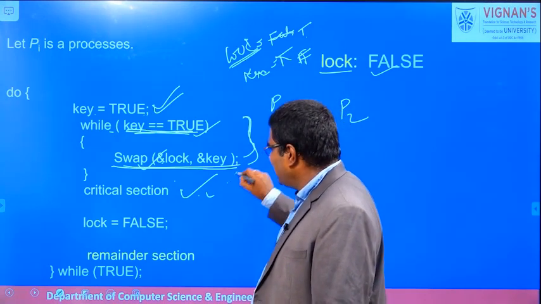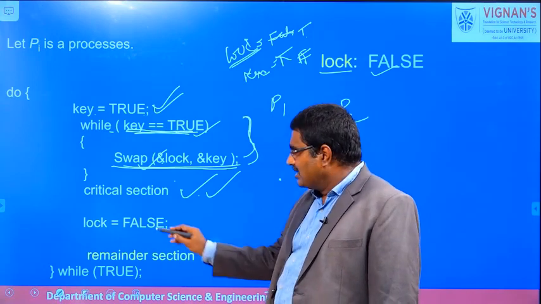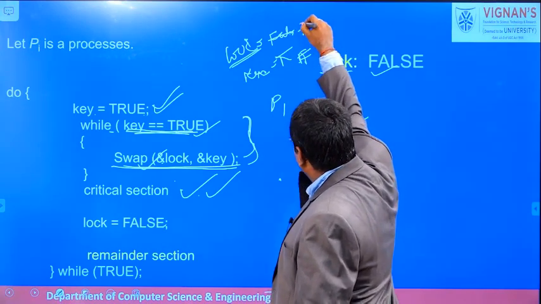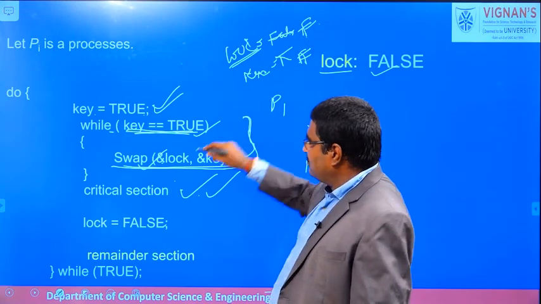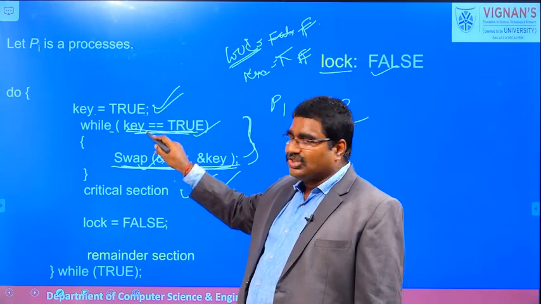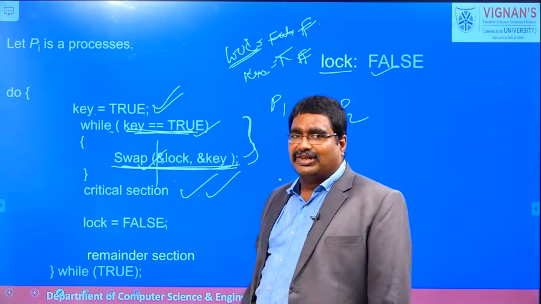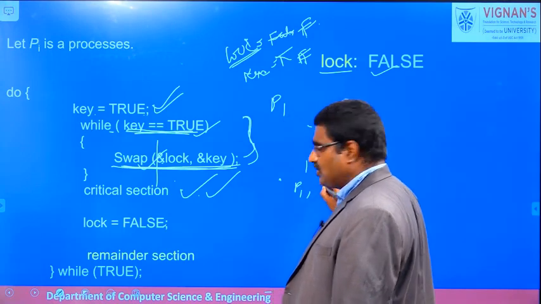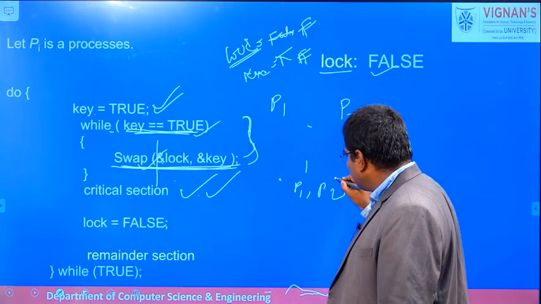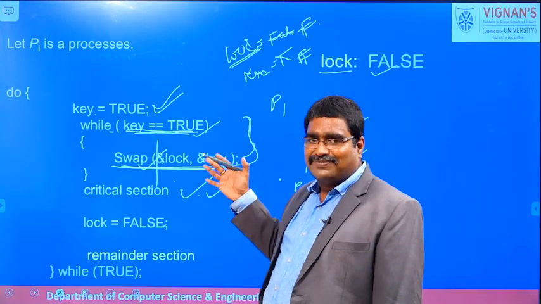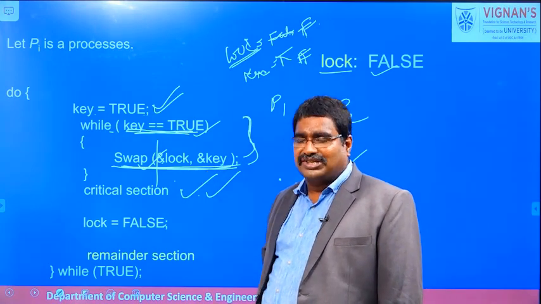Once P1 completes the critical section execution, it assigns lock equal to false. Lock is a global variable, and it is assigned false. If any process wishes to enter, it calls the swap function, and immediately the key value changes to false and it is allowed to enter the critical section. So when P1 completes, P2 is allowed to enter. Automatically, this algorithm satisfies the progress condition.